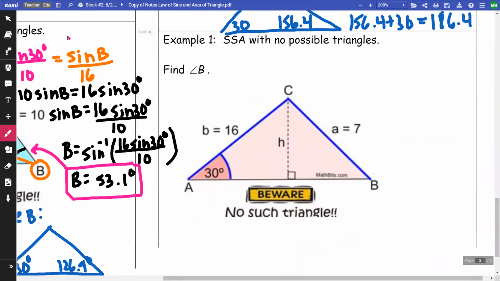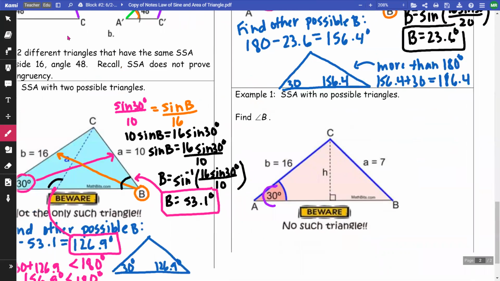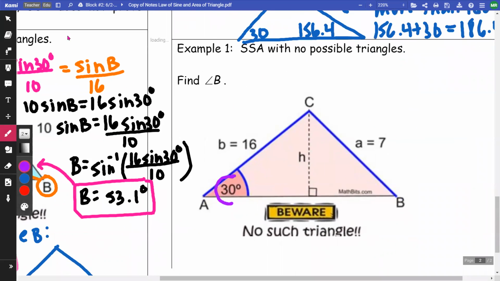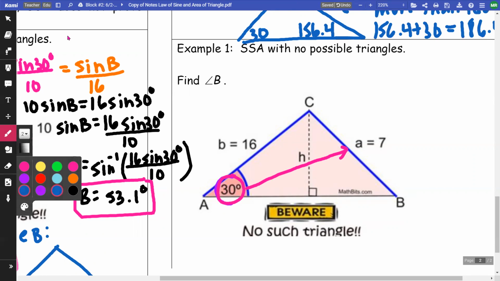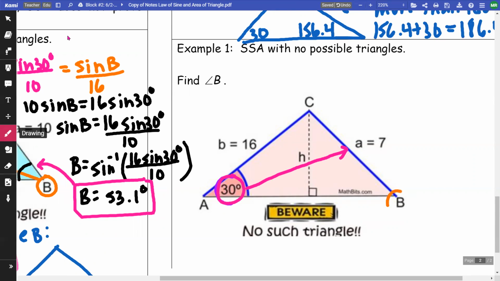Okay, now this example. Again, all of these are side, side, angle. And in all of these, I'm keeping it as 30 degrees. This time, this side is a 7. It had been a 10, it had been a 20, now it's a 7. And again, they're asking us to find angle B. So I want this angle. And this is still 16. That hasn't changed. Okay, so let's set this up.